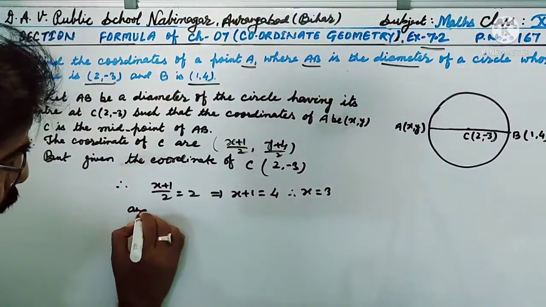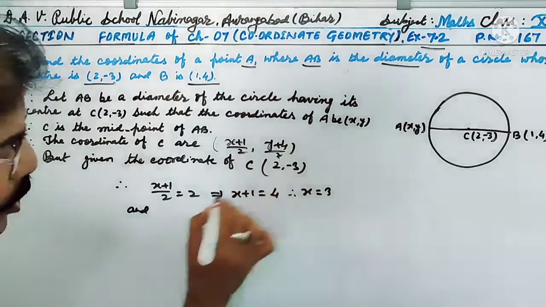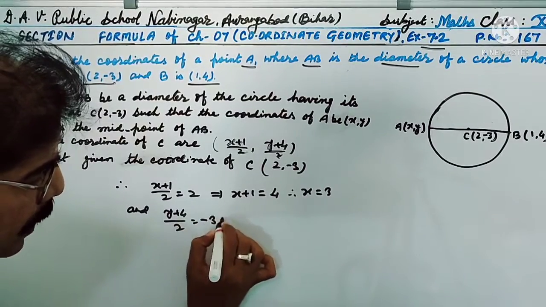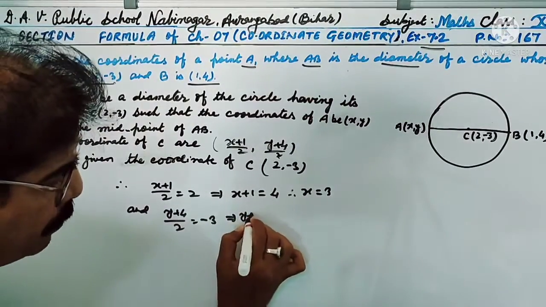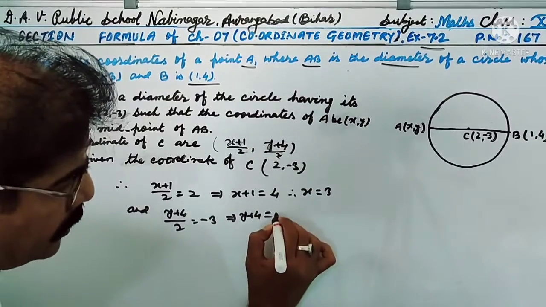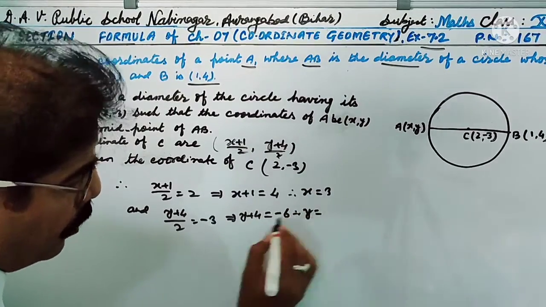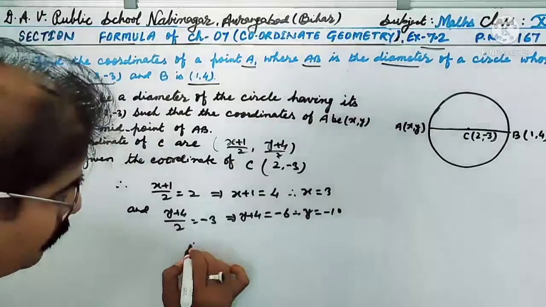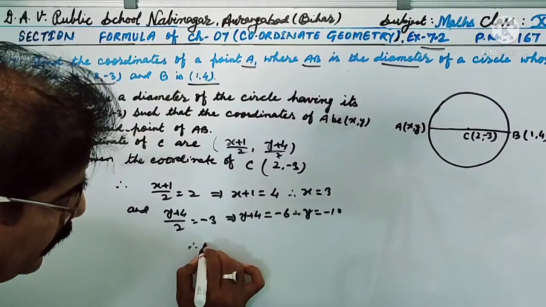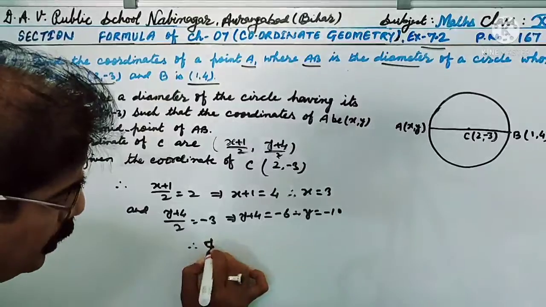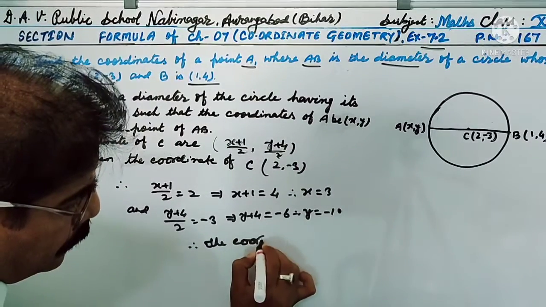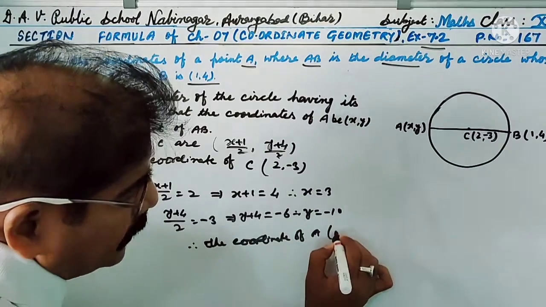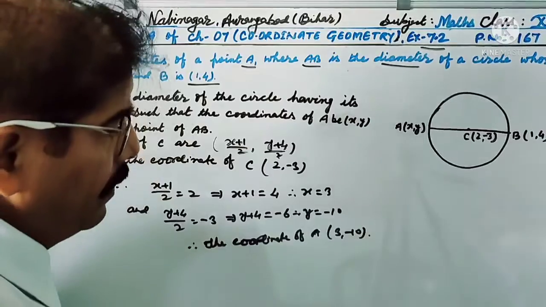And (y + 4)/2 = -3, that is y + 4 = -6, therefore y = -6 - 4 = -10. Therefore the coordinates of A are (3, -10).